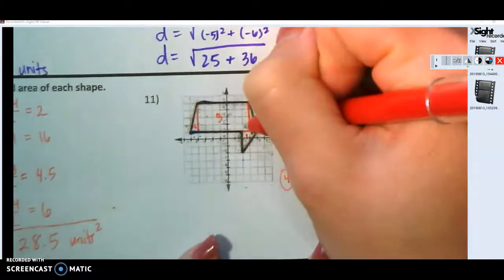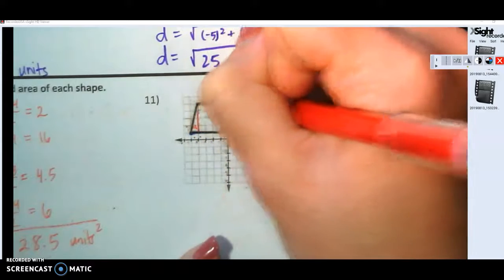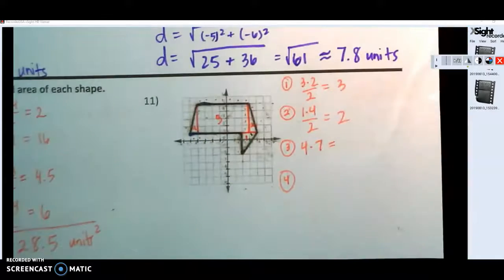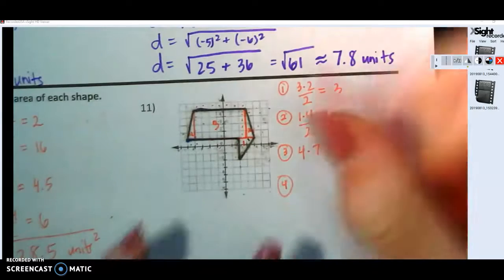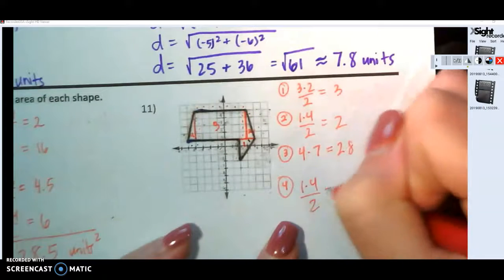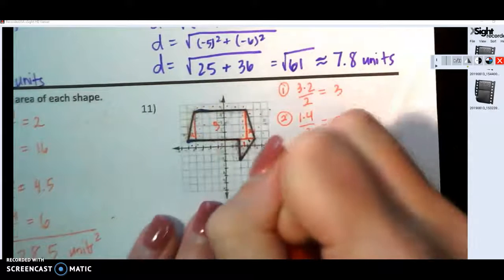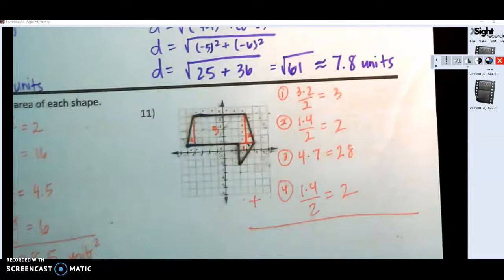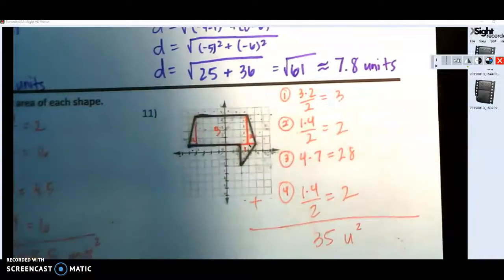The rectangle looks like it has a height of 1, 2, 3, 4, and a width of 1, 2, 3, 4, 5, 6, 7. So that one's going to be 28 square units. And last but not least, the base is 1, the height is 1, 2, 3, 4. So 1 times 4 divided by 2, which is just 2. Okay, so the very last step in this process is to add all of these together. So we're going to add the 3 plus 2 plus 28 plus 2, which gives us a total of 35 square units.